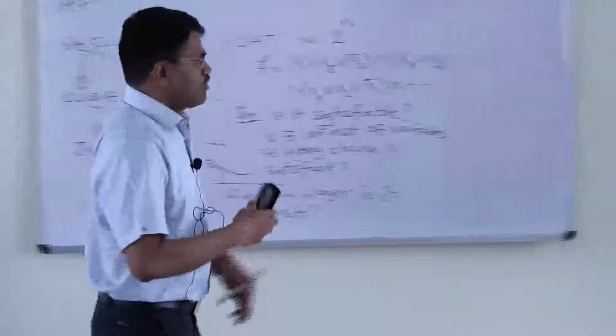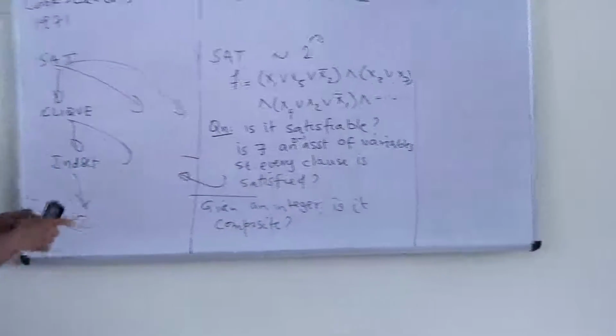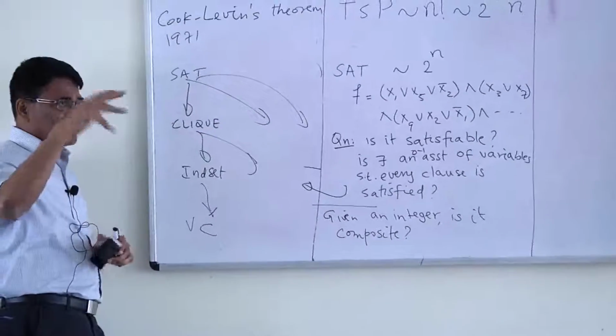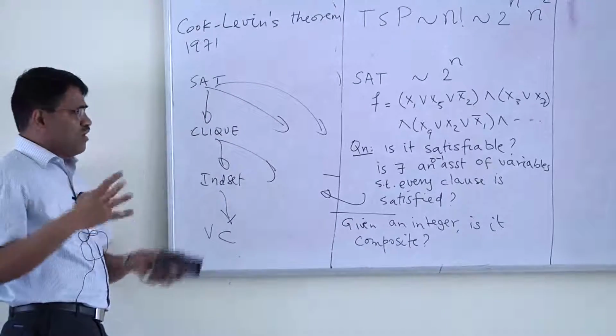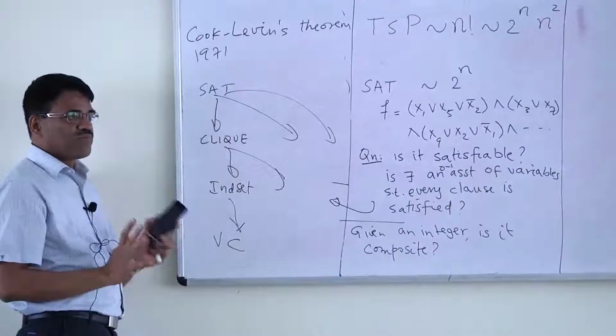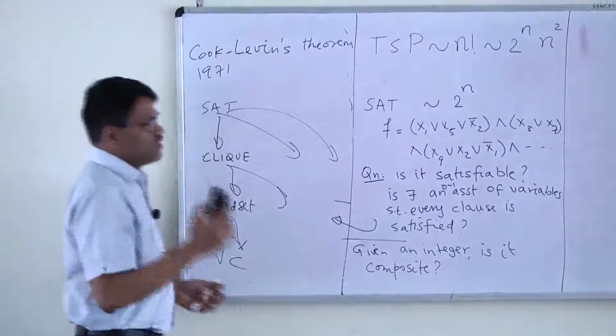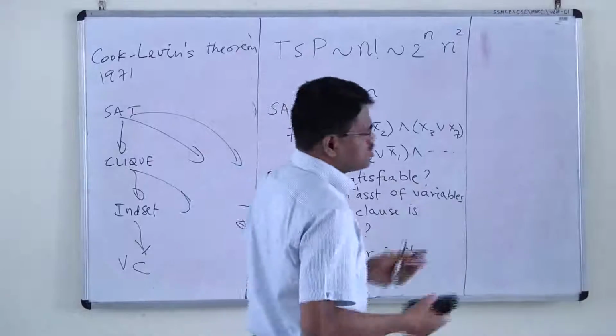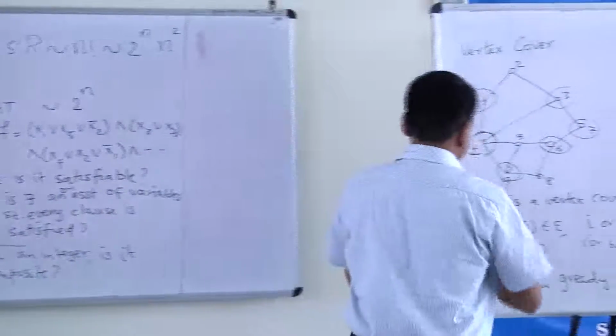Now, as I said, there are literally thousands of problems, scheduling problems, various versions of SAT, all kinds of things which are known to be NP-complete. The important problems which you need to solve are all NP-complete. Okay. So now, what do we do with NP-completeness?